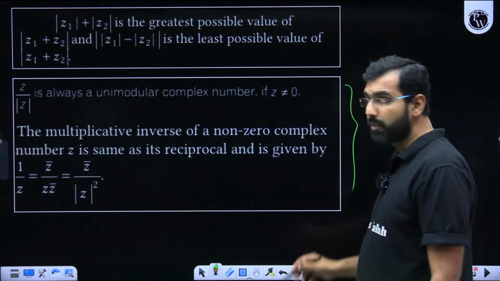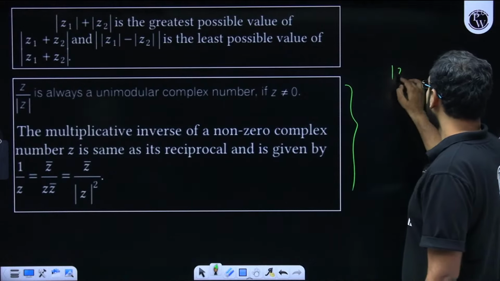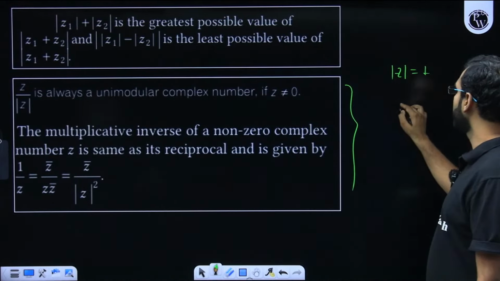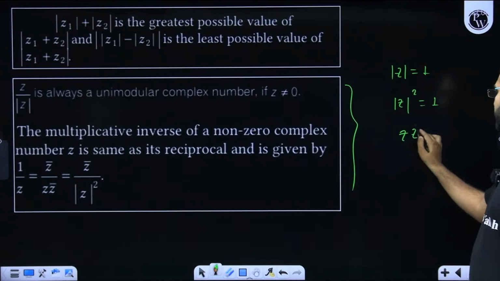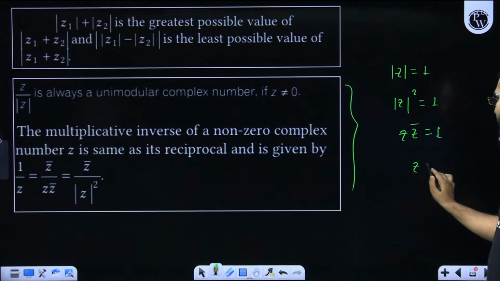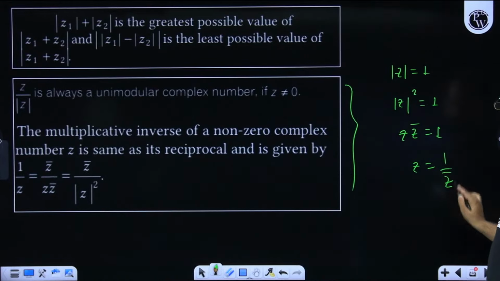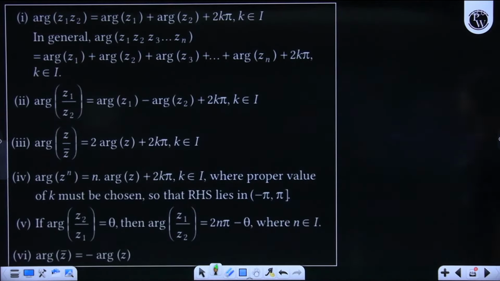If z is a unimodular complex number, which means mod z is 1, which means you can write mod z square to be 1, and we have just discussed mod z square is z z bar, which is equal to 1. So we can always say that z is 1 upon z bar. I hope you wouldn't forget that.